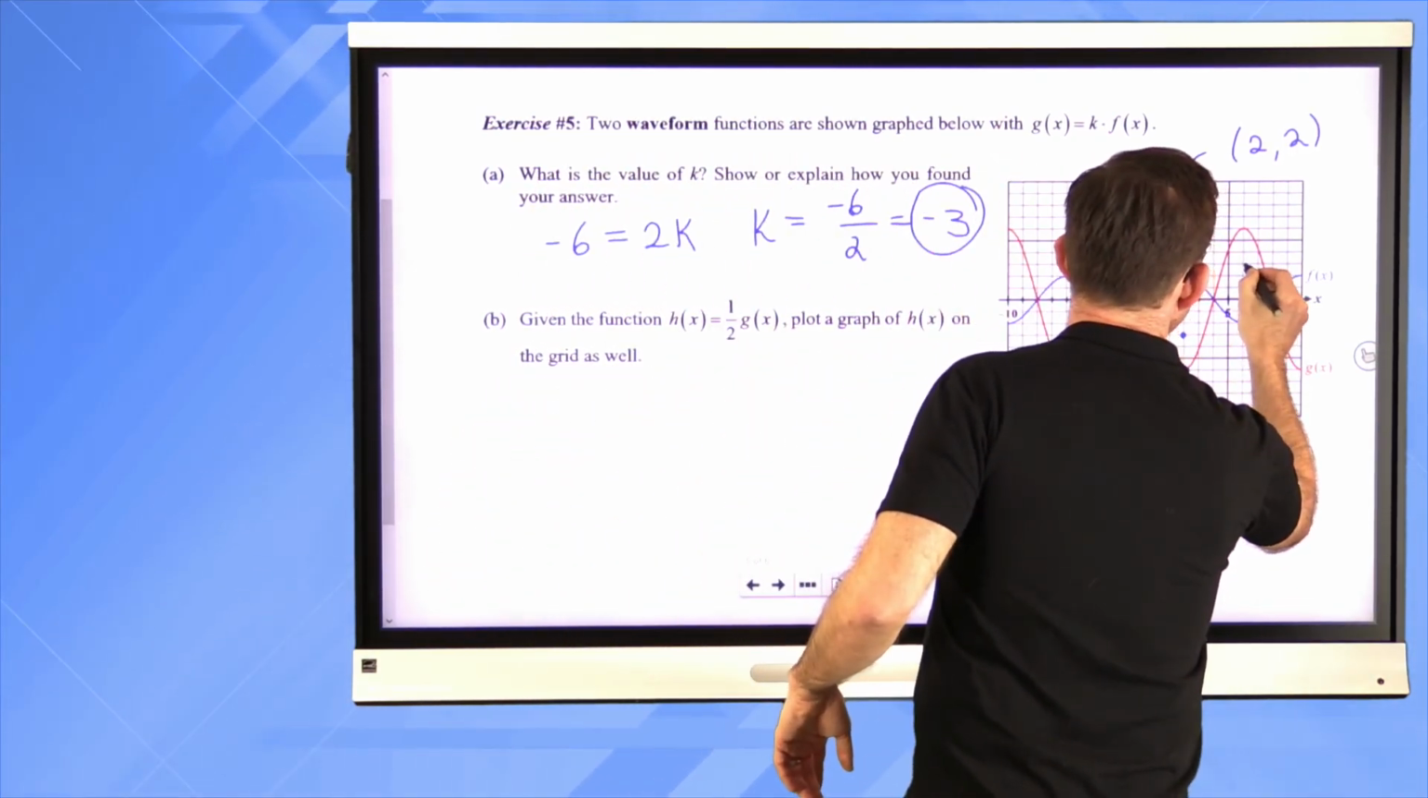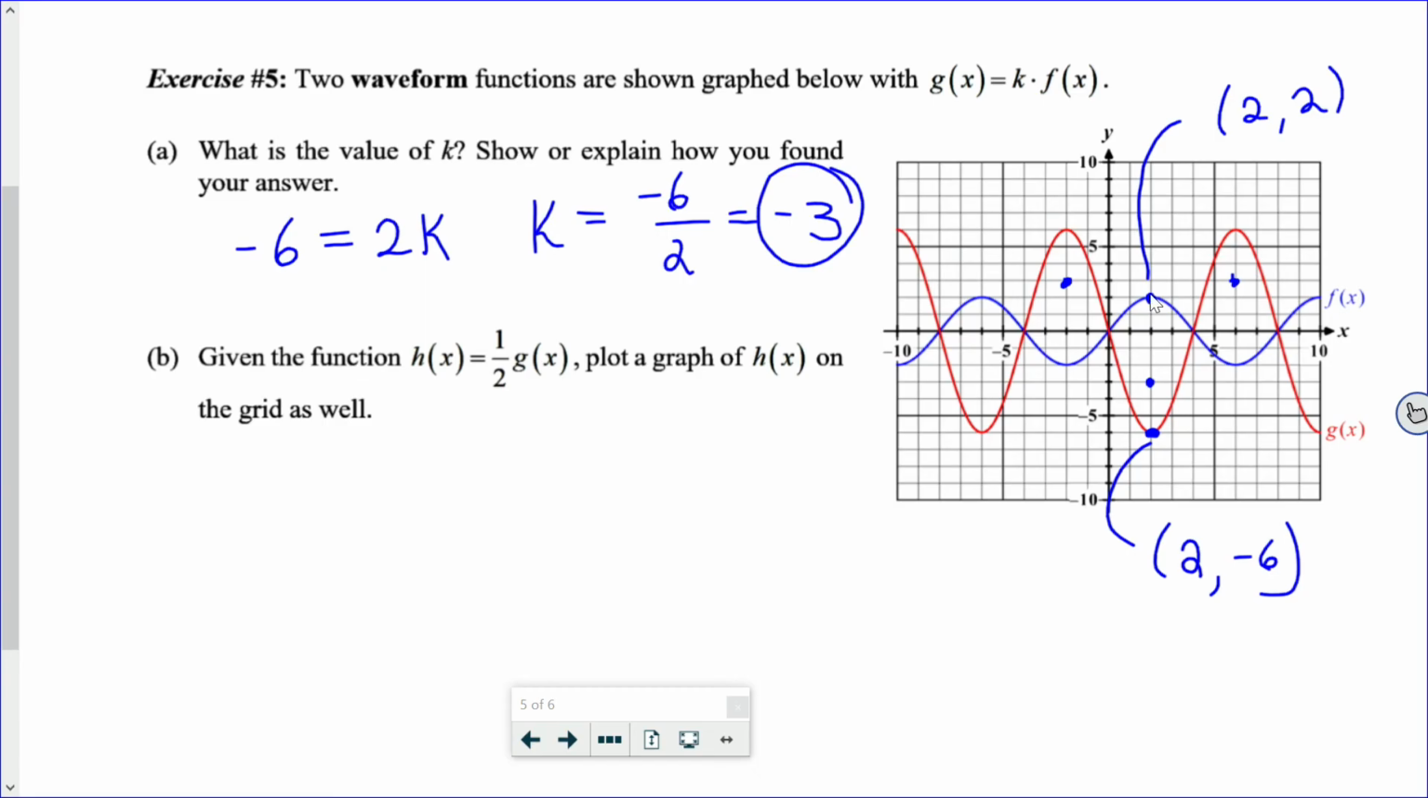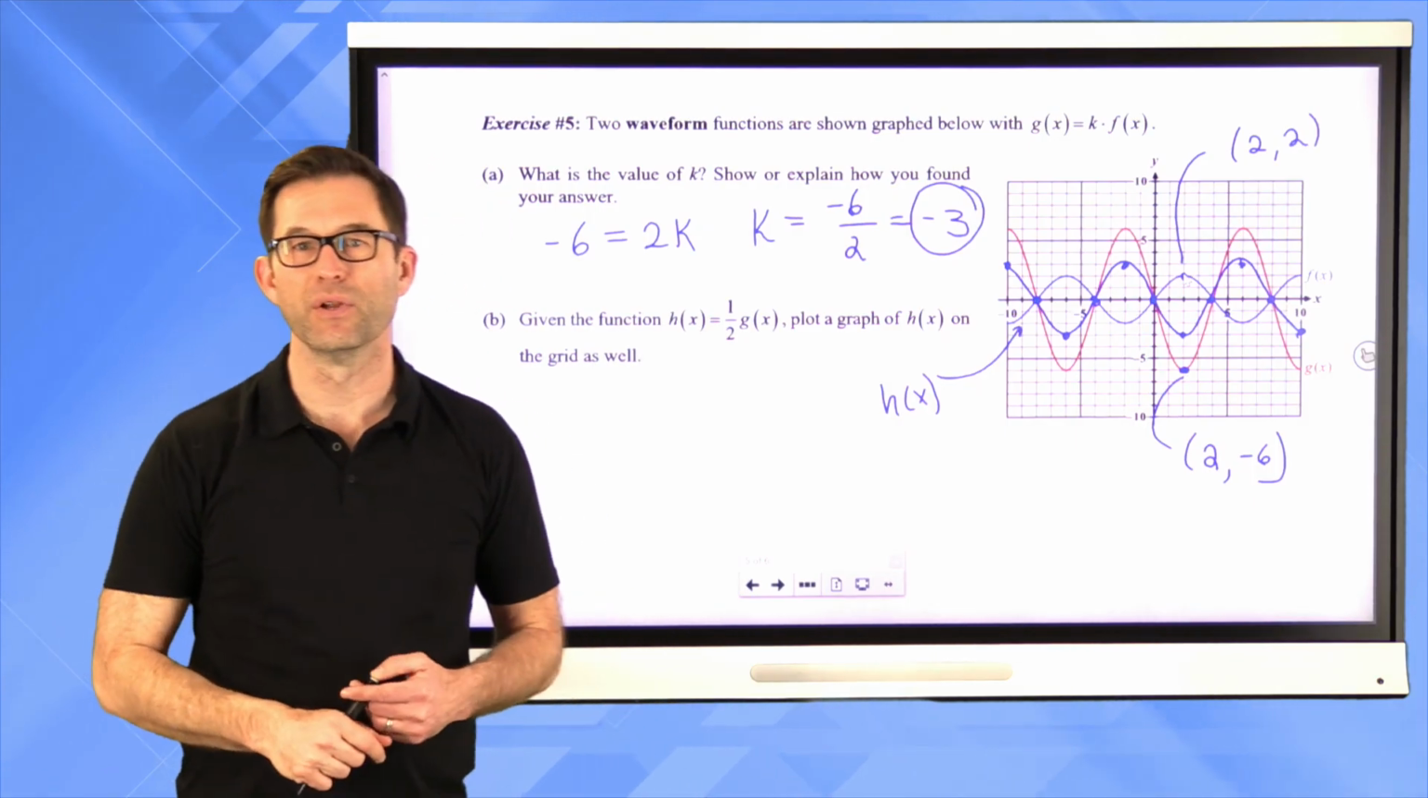And likewise, +3, -3, +3, and all of those zeros, remember, are not going to go anywhere under a vertical dilation, or sorry, under a vertical stretch, also known as a dilation. And there we go. And that graph right there is going to be h of x. Sorry about the overlapping colors there. You got blue and you have blue.